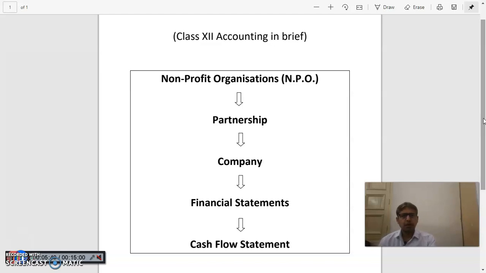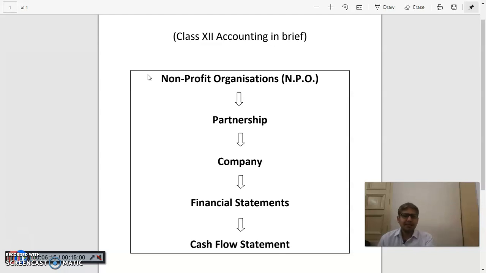So if I try to make a story out of all that, what would we reduce from the class 12th accounts? Finally, I'm trying to reduce the superfluous part and get a basic outline of class 12th accounting. This is what we can derive from class 12th accounting. In brief, the first chapter, suppose we are doing the NPO. So the class 12th account starts from unit 1, that is non-profit organizations.